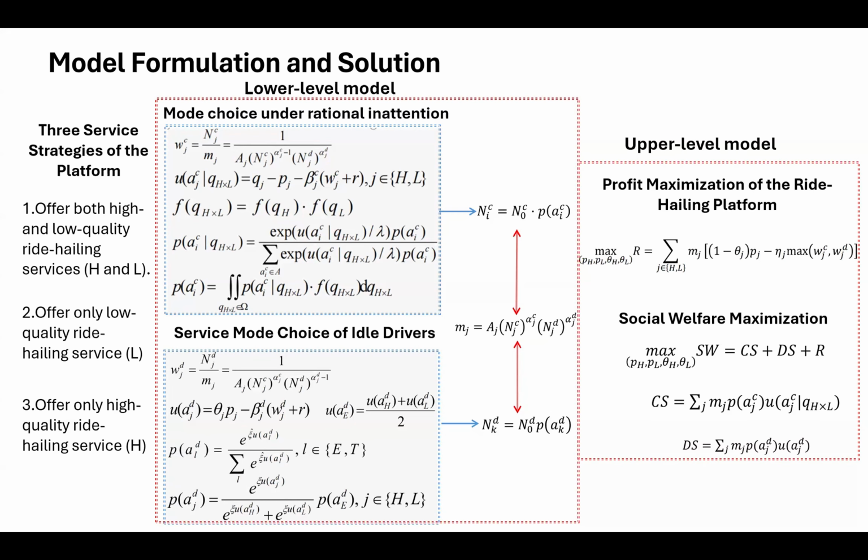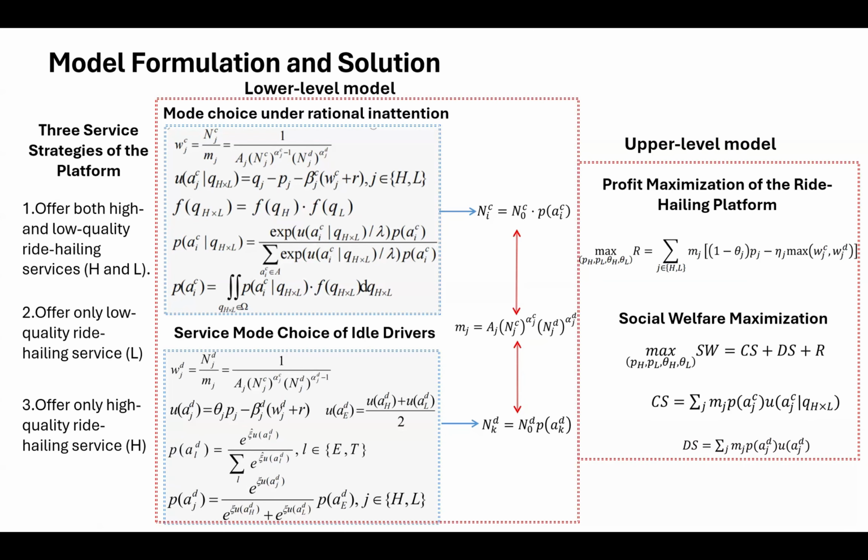On the driver side, we assume that drivers are fully rational. Their supply decisions follow a parallel structure, responding to commission, matching expectation and service performance. With both passenger demand and driver supply quantified, we then model the matching process between them using a Cobb-Douglas production function, which captures the complementarity and diminishing returns between the numbers of passengers and available drivers.